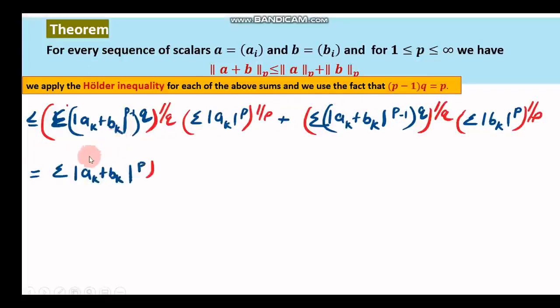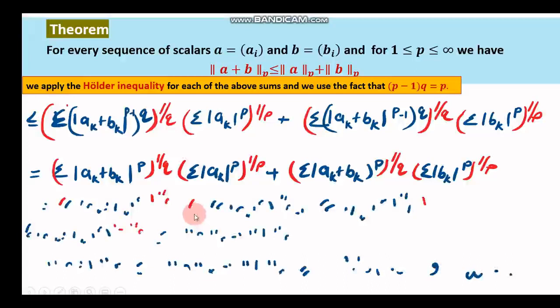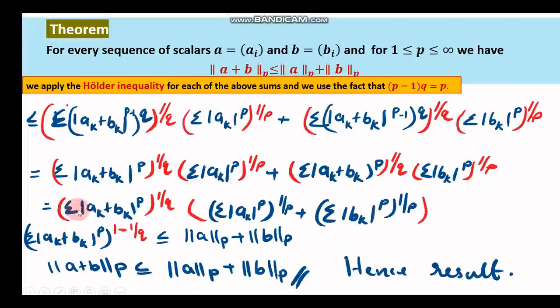So when you substitute that, what we will have is sigma mod ak plus bk raised to p whole raised to 1 by q into this one, and this will again, (p minus 1) into q can be written as p, raised to 1 by q into sigma mod ak raised to p whole raised to 1 by p. Okay, so again the common term we take outside. So we have sigma mod ak plus bk raised to p whole raised to 1 by q taken outside. What you have is sigma mod ak raised to p whole raised to 1 by p plus sigma mod bk raised to p whole raised to 1 by p.